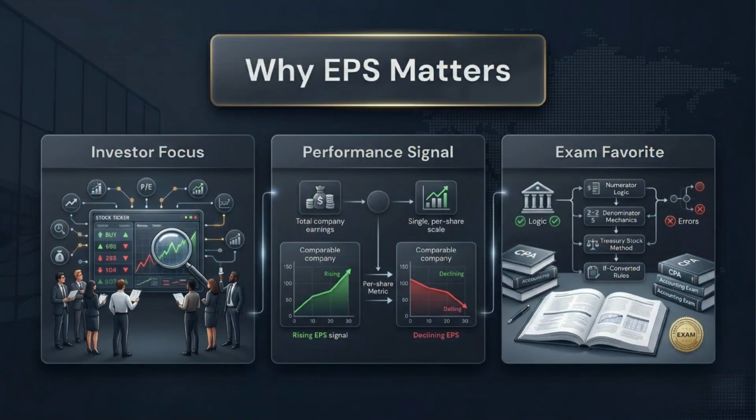EPS matters because it turns total company earnings into a number attached to each common share. Investors look at it, analysts model it, and exams love testing it because it combines concepts and calculations. But EPS is not a magic health report for the whole company. It is a focused per share performance measure. A company may have rising net income, but if the share count rises faster, EPS may not improve. So, EPS is like a financial spotlight, useful, powerful, but not the entire stage.